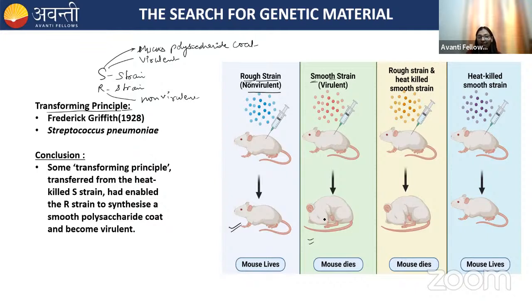From this experiment, he concluded that something was transferring from the S strain into the R strain, converting the R strain into the S strain. That means it allowed the R bacteria to synthesize the mucus polysaccharide coat, because of which they became virulent and caused the death of the mice. But Griffith could not explain the biochemical nature of the transforming principle.